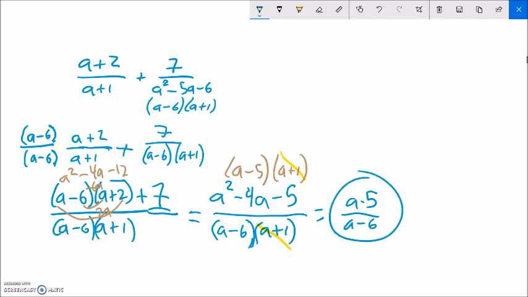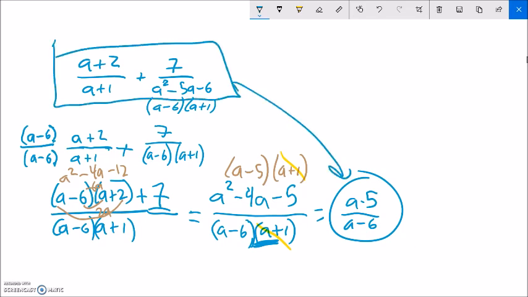We lost a little information, right? A can't be negative 1, but this is equivalent to that. And notice, this is a much easier thing to deal with than that. If I told you a was 50, you'd have to plug in a 50 in all these places, you have to square it, combine everything. We can just plug it in here and you'll get the same answer.